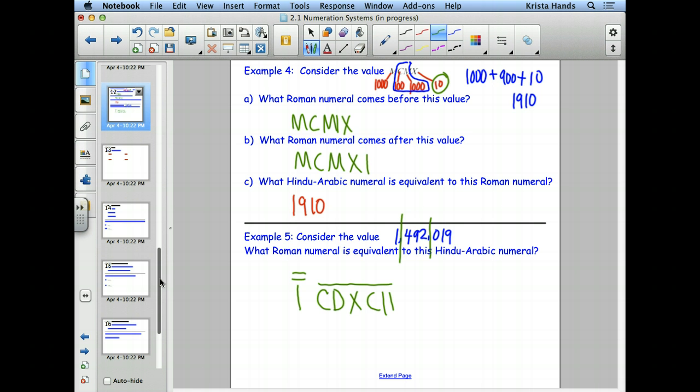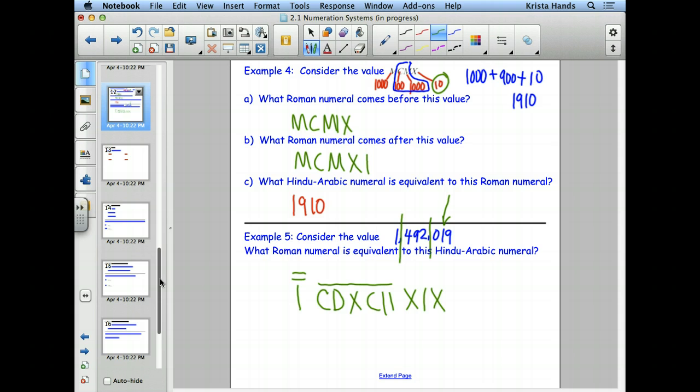Almost done. I have the number 19. How do I get the number 19? Well, start with the number 1 that's in the tens place. How do I get the 1 that's in the tens place? X. This number right here is X. And then how do I get the 9? Close. IX. There you go.